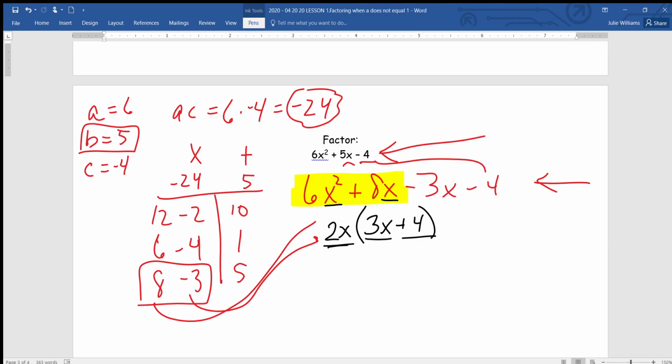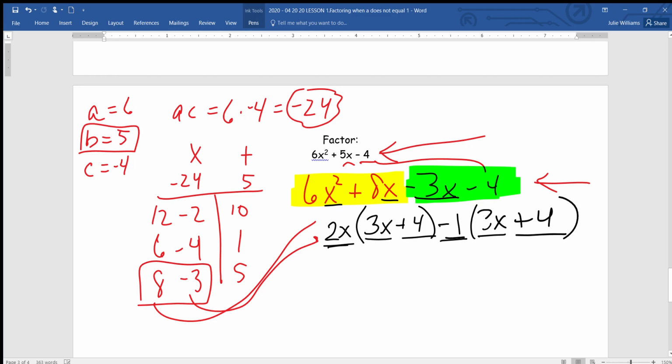Okay, let's look at the next one. The only thing that's common there is negative 1, or 1, I suppose. So factor out a negative 1. Negative 1 times something is negative 3x, so that would be 3x. And then negative 1 times something is negative 4, so that is plus 4. Okay, so what you have in the parentheses should be the same. So that is one of my factors.